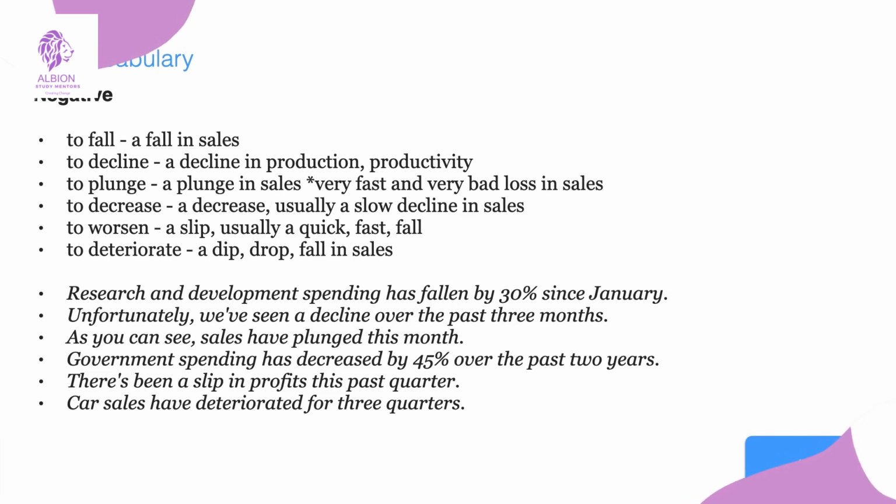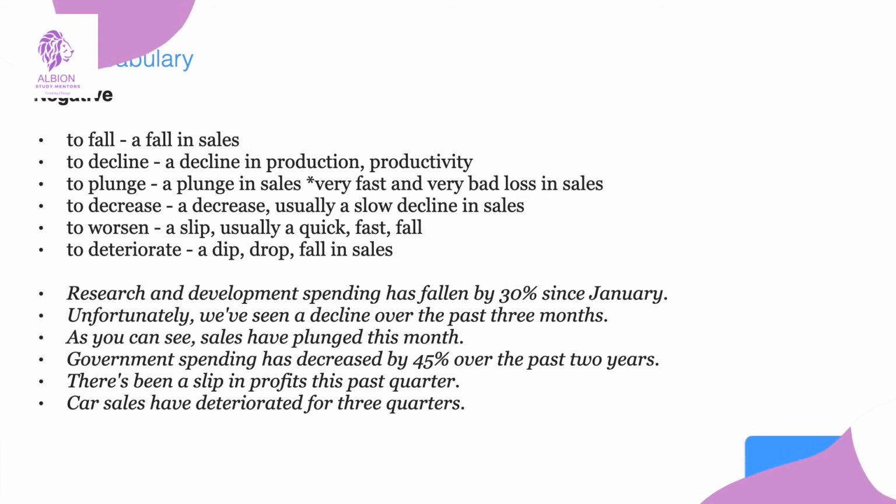This doesn't tell us it's too quick. A fall is usually fast. To worsen. This is again something gradually going down. Not good. To deteriorate. This again is something negative happening, usually gradually. Sales deteriorated.